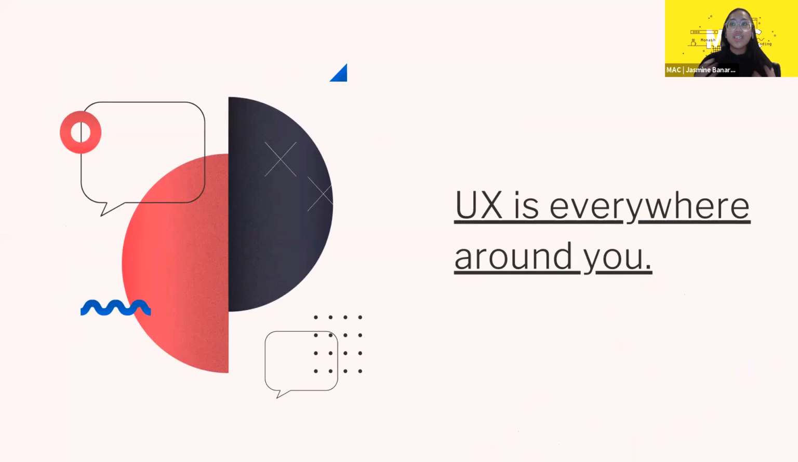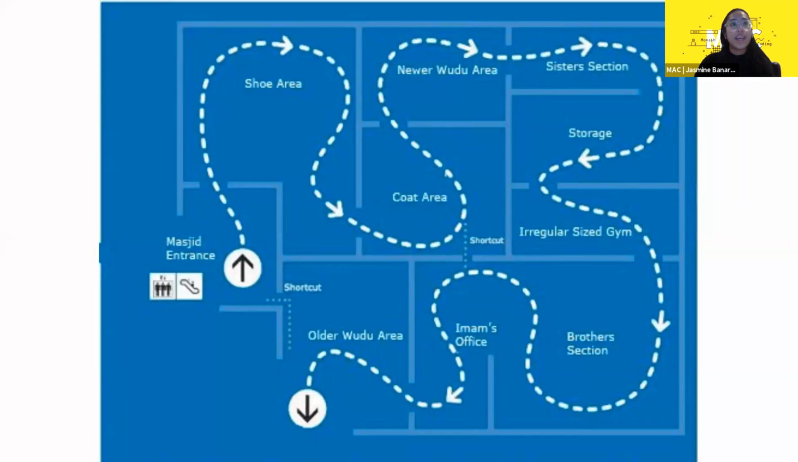So UX is actually everywhere around you, it's really broad. You'll see it in a lot of your everyday life. It doesn't have to stay in the digital world. A lot of people think that UX is just apps and websites, but really, it can go into the physical world as well. And an example that I like to use is IKEA.